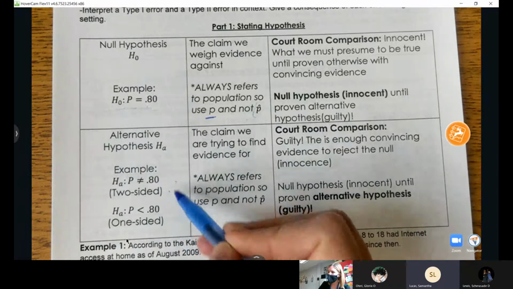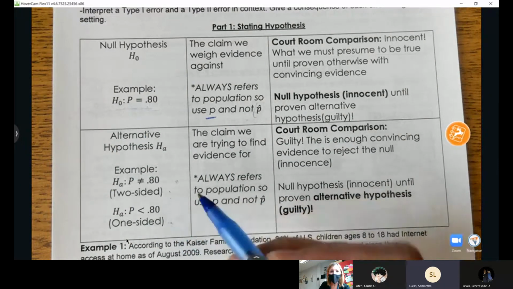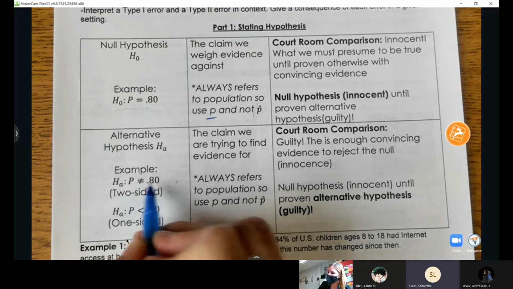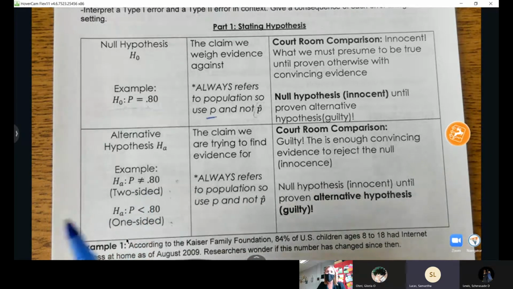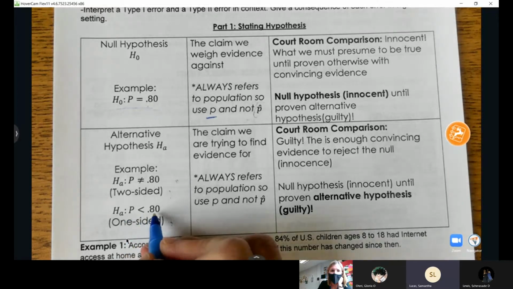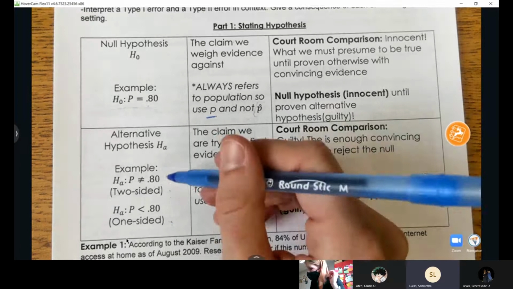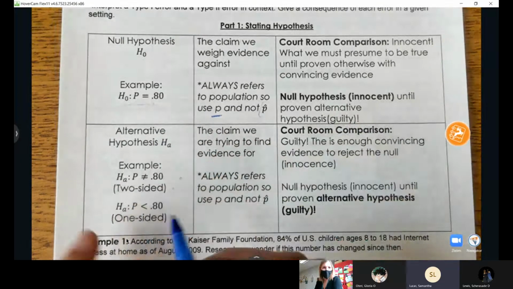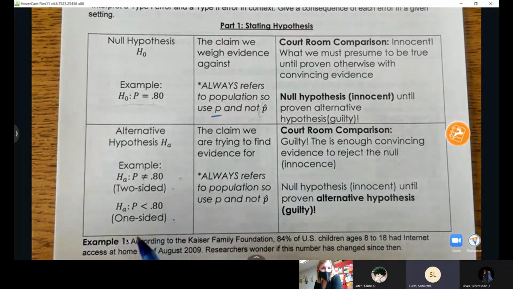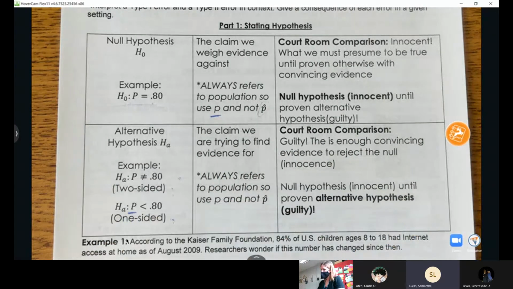And we have two different types of alternative hypotheses. We have two-sided and one-sided. Two-sided is that P is not equal to 0.8, so P could be lower or P could be higher. That's why it's two-sided. Here, if we just say that we think that P is less than 0.8, it's one-sided. We only think that the true P is less than 0.8. So two things to remember: a not equal to is two-sided, and a greater than or less than is one-sided. And we always want to refer to P instead of P hat.